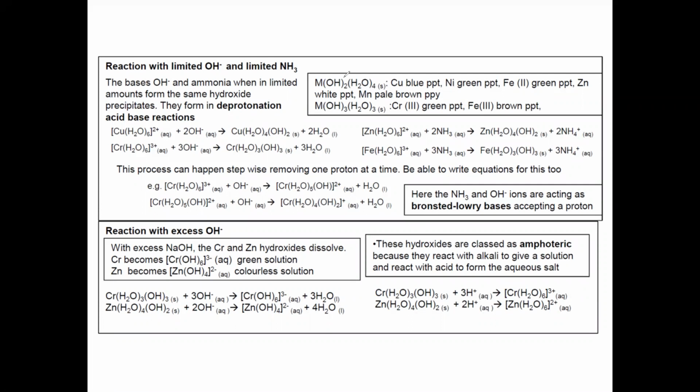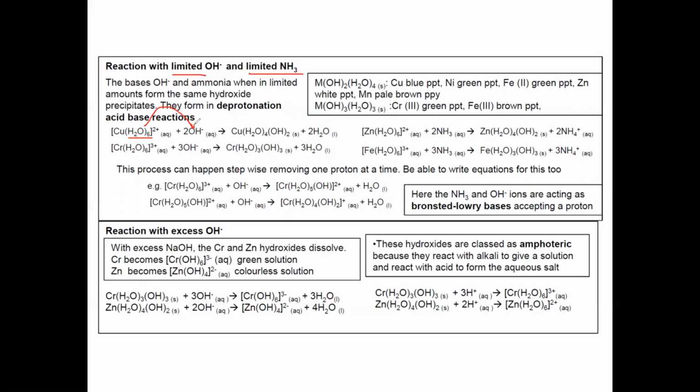This was the last thing we were discussing, that if we add a limited amount of sodium hydroxide or a limited amount of aqueous ammonia, because OH- and ammonia are both bases, they tend to accept protons. So they will accept protons from the aqua complex. Aqua complex means a complex which contains water molecules.